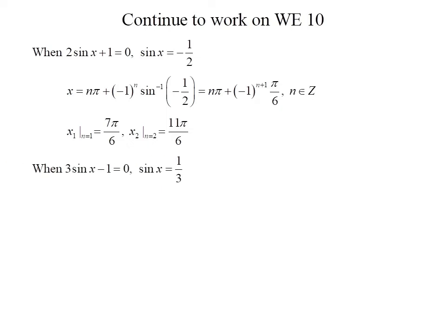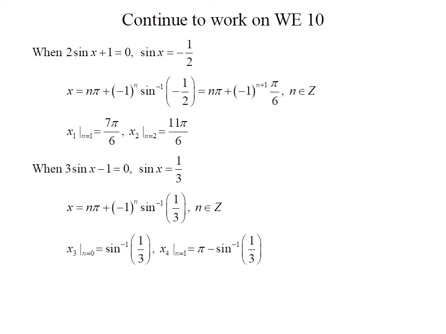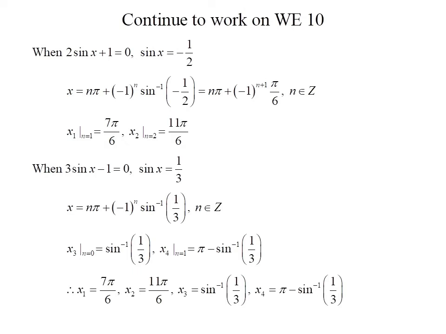When 3 sine x minus 1 equals 0, sine x equals 1/3. Hence, x equals n pi plus (-1) to the power of n, then times arc sine of 1/3. So x sub 3 equals arc sine of 1/3 when n is 0. X sub 4 equals pi minus arc sine of 1/3 when n is 1. In summary, x equals 7 pi over 6, 11 pi over 6, arc sine of 1/3, or pi minus arc sine of 1/3.